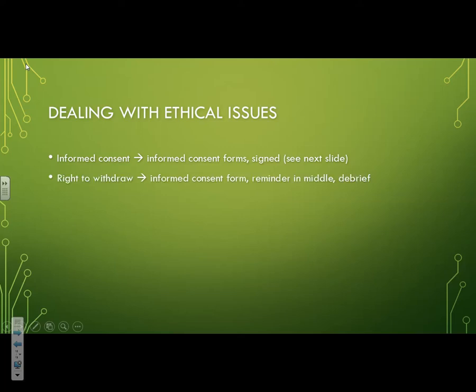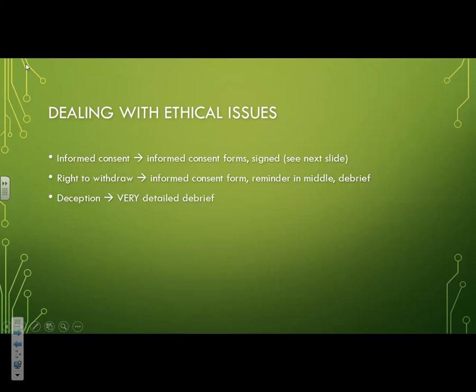Right to withdraw. You mention it on the informed consent form, you remind them in the middle, and you tell them about it in the debrief. You can also remove your results from the research at any time. So 2 years later, if you want to, you can contact them and ask for your data to be withdrawn.